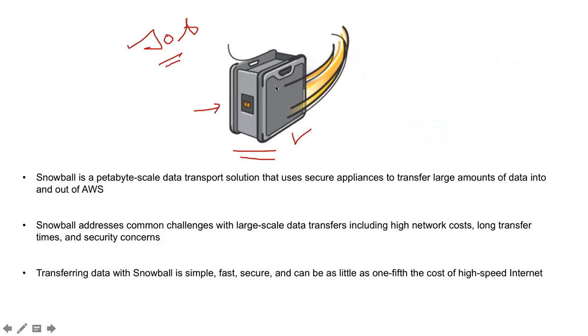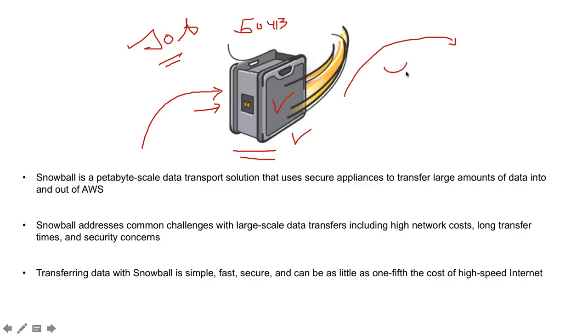Once you get the Snowball appliance, you will hook it up to your local network, and you transfer the entire data into the Snowball appliance. Now, each Snowball appliance can carry up to 52 terabytes of data. So once you upload up to 50 terabytes of data to the Snowball appliance, you will ship it back to the AWS data center. And the Amazon Web Services engineers will transfer this entire content from the Snowball appliance to the S3 bucket on your behalf.